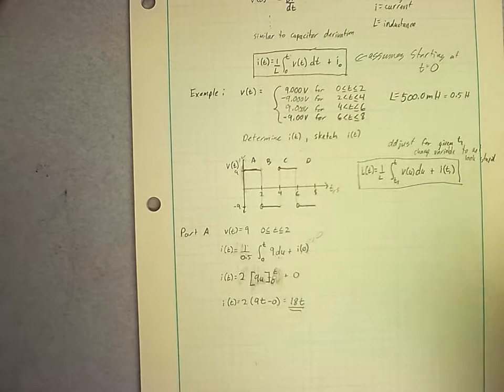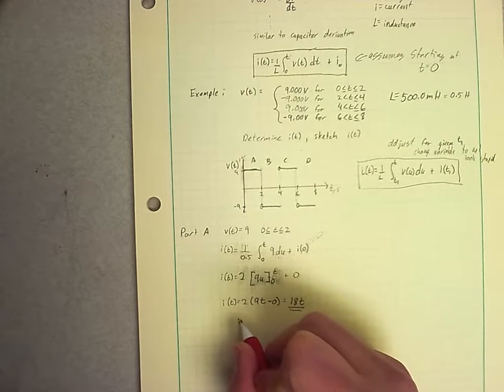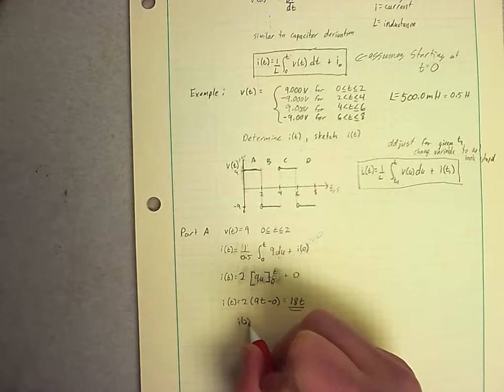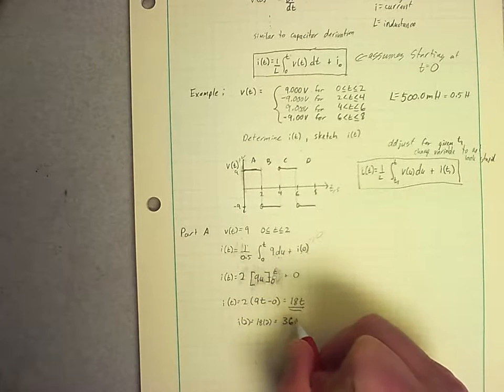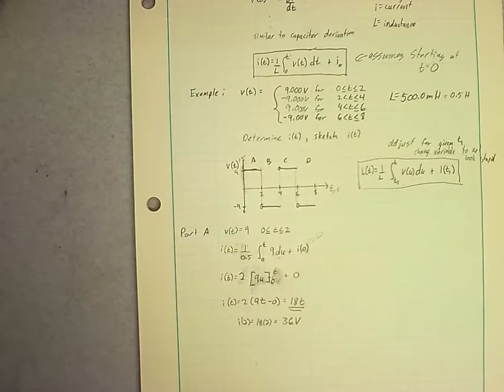And then we know we're going to need this later, so we might as well find out that I of 2 equals 18 times 2. So it is 36. I'll need that later. All right, so we've got I of t for part A. Let's move on to part B.